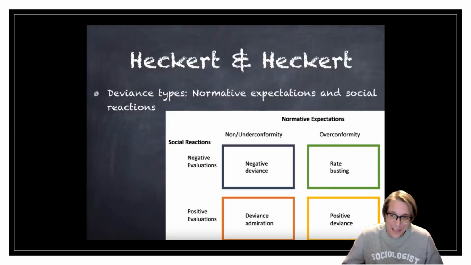We get positive deviance, right? You can think of Gandhi or Mother Teresa or other types of these people for easy examples if you'd like. If you overconform, going above and beyond, and it is negatively evaluated, it is called rate busting deviance. And you can think of the person who messes up the curve in a class that curves, right? With the impact it has on the entire class. Because somebody scored too high, the class average is broken, thus impacting people who are taking the same exams but are not getting the same averages, right?